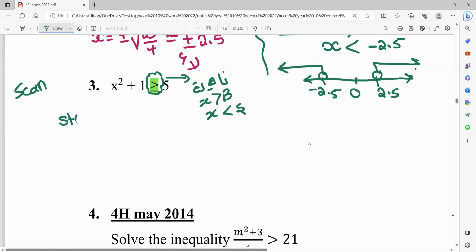So step 1 is solve as if it's an equation. To solve as an equation, I will move the 1 to the other side by subtraction. So x power 2 is equal to 4. And then, of course, بقى خلاص قلنا مليون مرة positive and negative root of 4 يعني positive and negative 2. Okay, now the final answer.